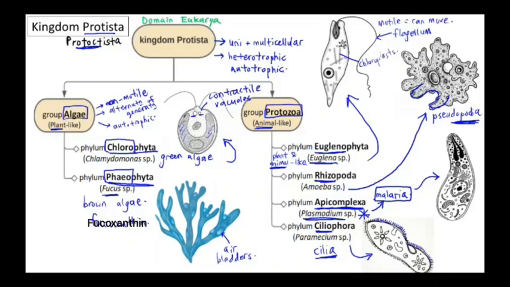So you can see clearly here, for Euglenophyta, it uses flagellum. Rhizopoda uses pseudopodium. Apicomplexa, generally non-motile, cannot move. And for Ciliophora, it uses cilia. These four phyla use different structures of movement, and that's how we classify the four phyla. It's based on the types of movement they use.